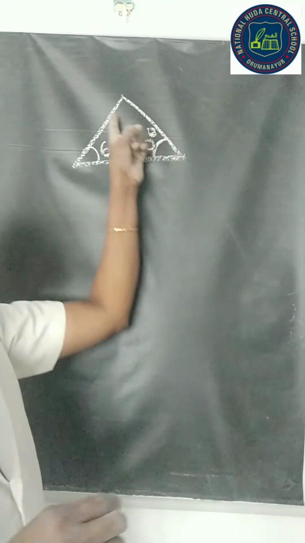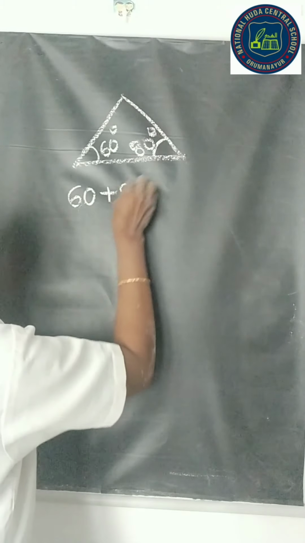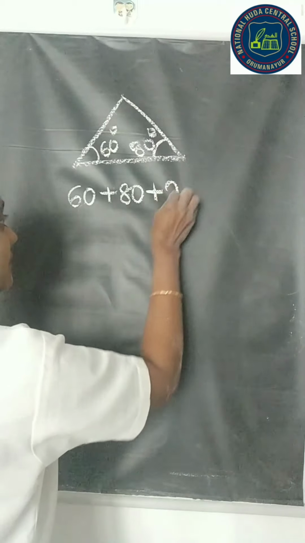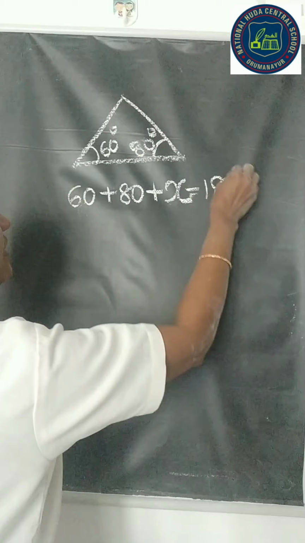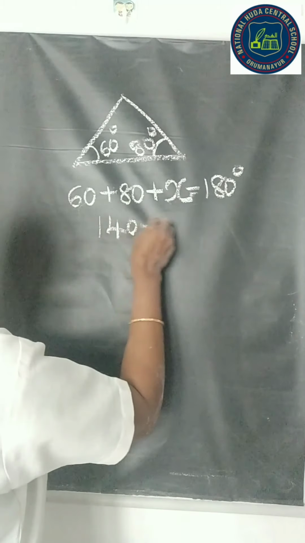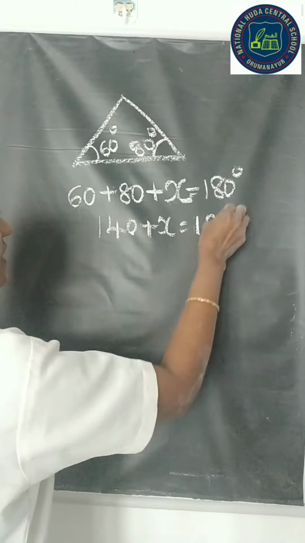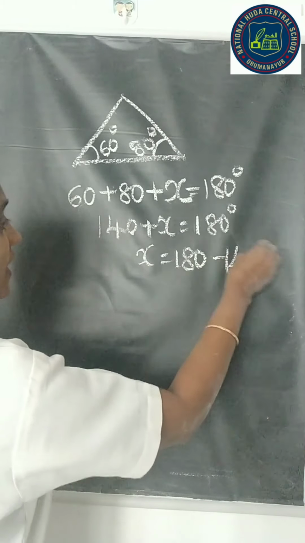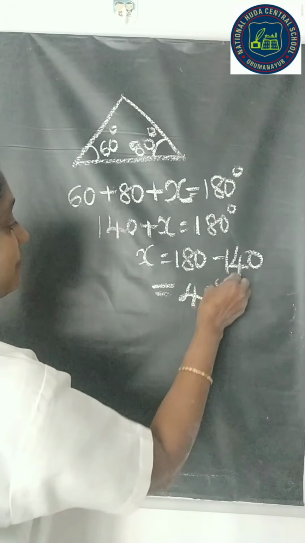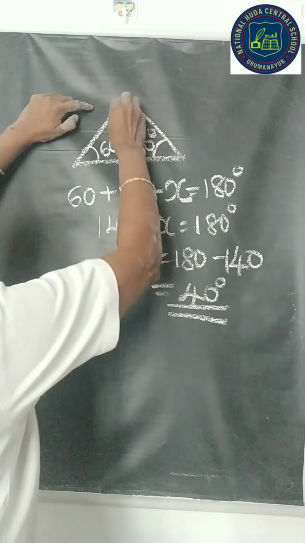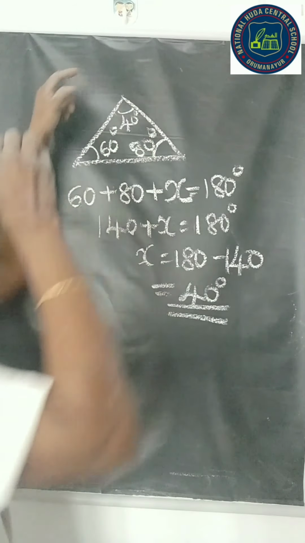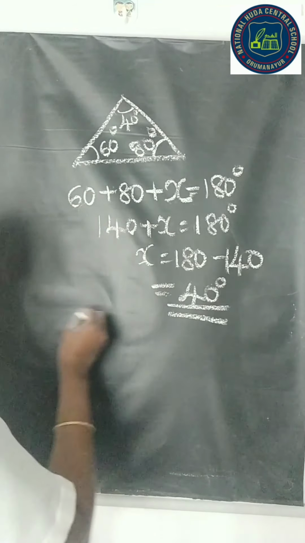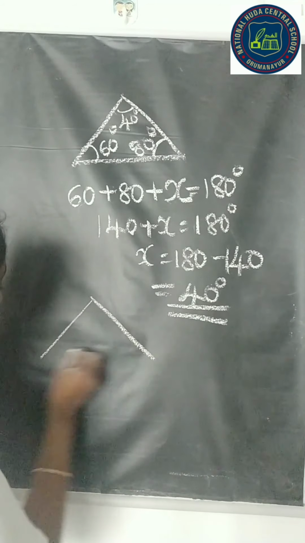The angles are 60 degrees, 80 degrees. So what will be here? We know that 60 plus 80 plus the unknown, we are giving the value x, is equal to 180 degrees. Therefore, 140 plus x is equal to 180 degrees. That is x is equal to 180 minus 140. That's equal to 40 degrees. Here it will be 40 degrees.